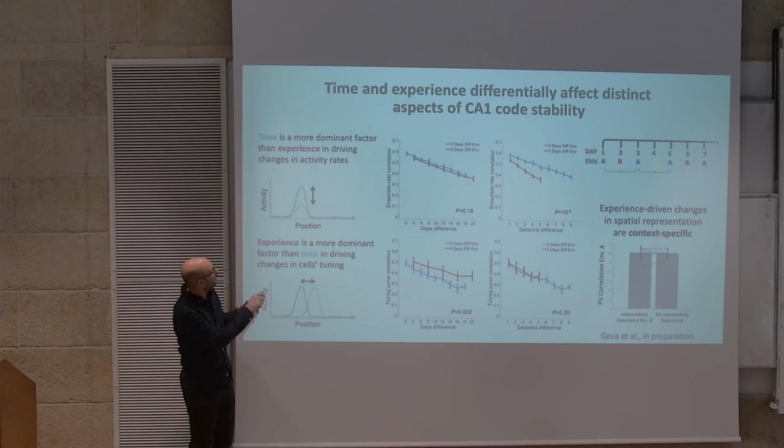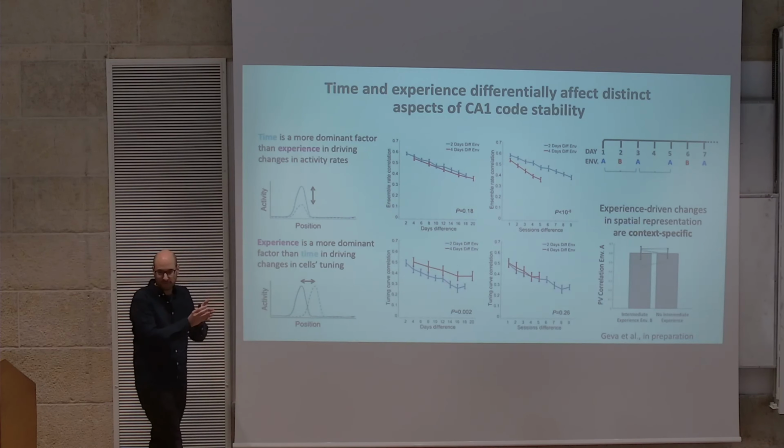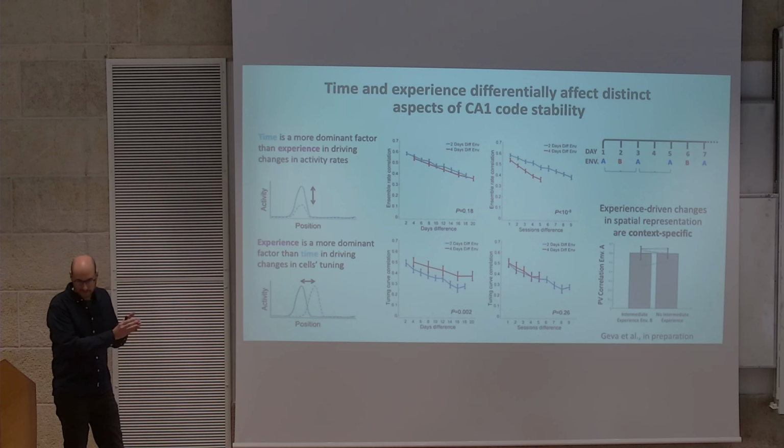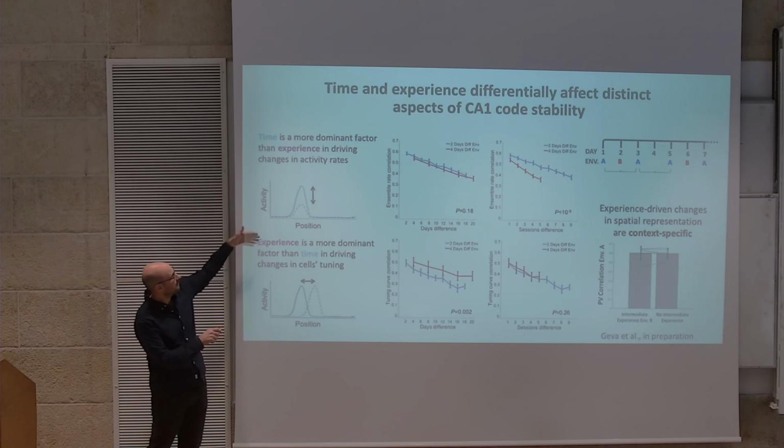So a cell can respond to the same place, but that just changes activity rate. One day it will fire at a higher rate or a lower rate in the same place. So the overall tuning curve will look very similar. You're looking at the same neuron, with different activity and the same position? No, irrespective of position, just activity rate. This is an illustration to show you what we mean by changes in activity rate.